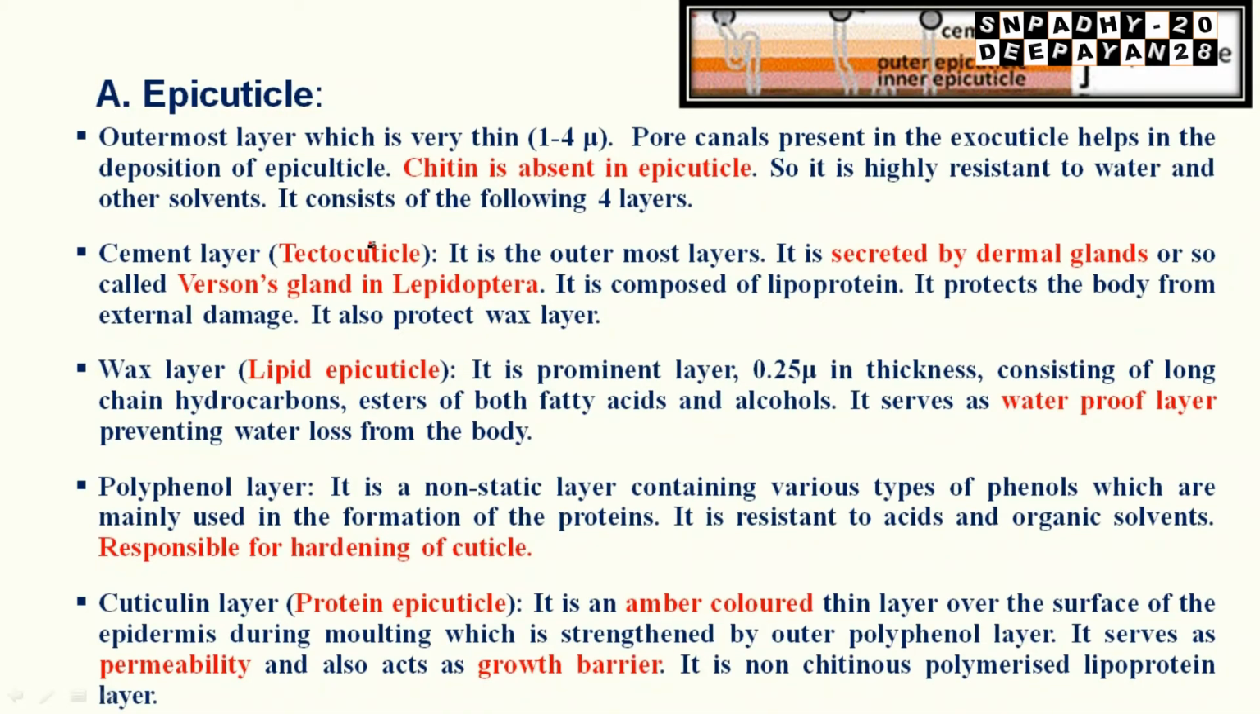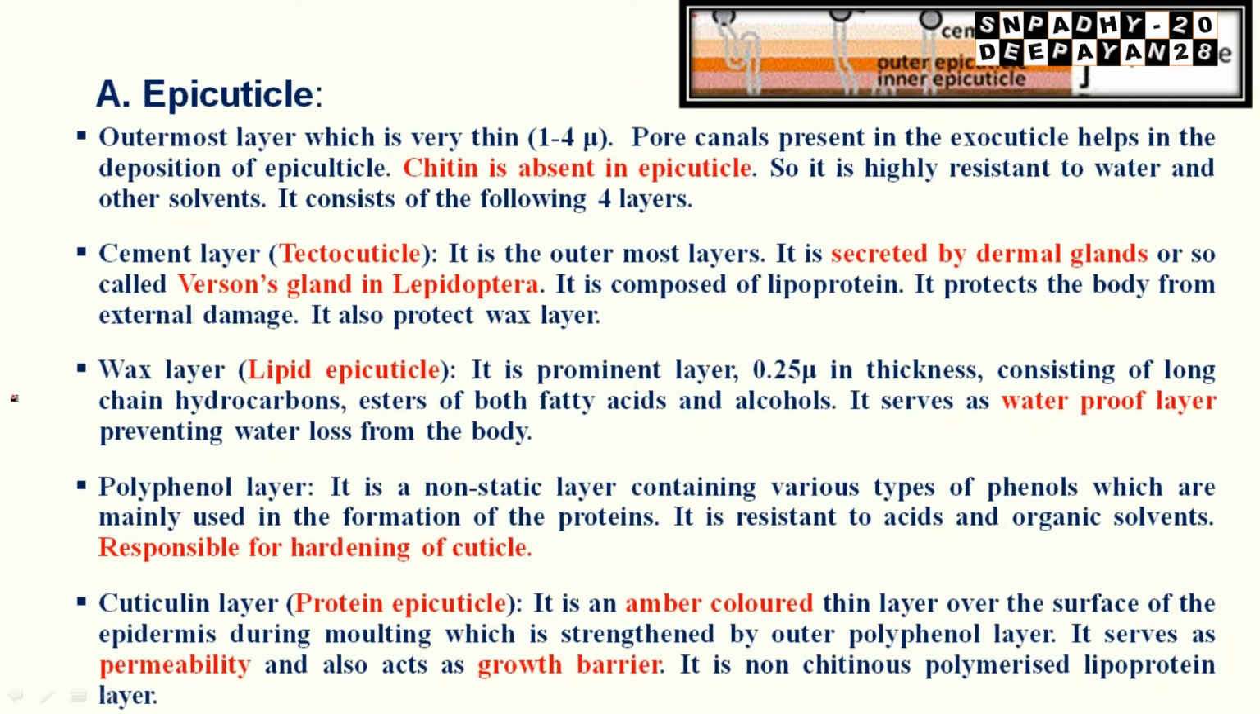Then what to remember? Cement layer is secreted by dermal glands, which is called as Verson's gland in case of Lepidopteran insects, and protects the body from external damage. Then come to wax layer. Thickness is 0.25 micron. It acts as waterproof layer. Then come to polyphenol layer. They are responsible for hardening of cuticle, also resistant to acid and organic solvents. Then come to cuticle layer, protein epicuticle, and it acts as permeability and growth barrier. These two things are important.